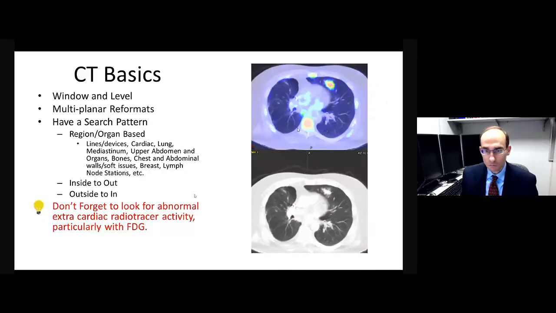Then finally, and this is really important, don't forget to look for abnormal activity in the findings that you see on the CT. In this case, again, we see this nice spiculated lung nodule in the left lung. It has increased FDG uptake. This is really concerning for a lung cancer.